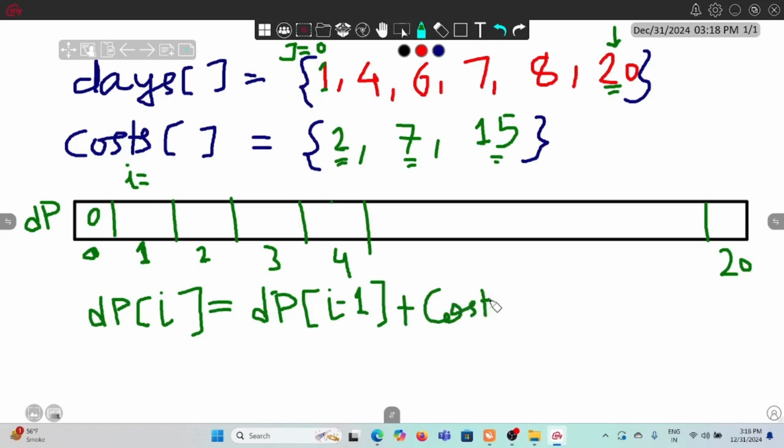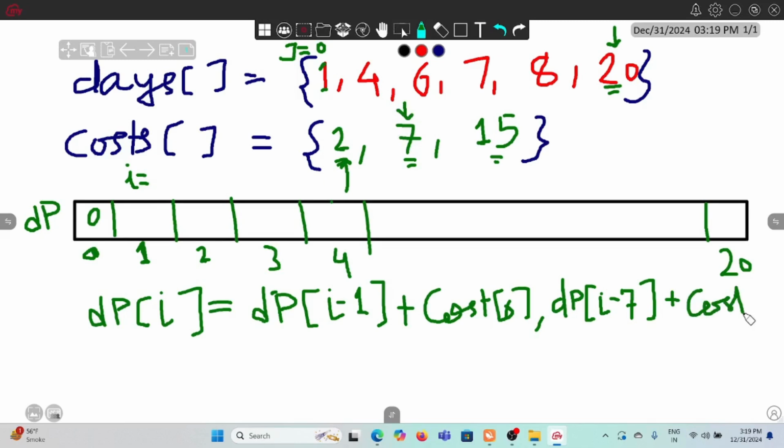Cost of 0, because this guy is sitting at 0 and we want a daily pass. So that is one possibility, right? Or we might need to get a weekly pass. So in this case we will use dp of I minus 7, because 7 days before we would have already the stored answer, plus then 7 days cost. So this is cost of 1, right? This is cost of 1.